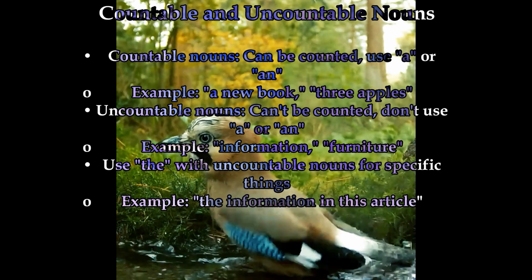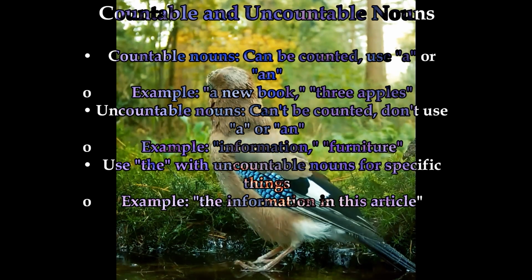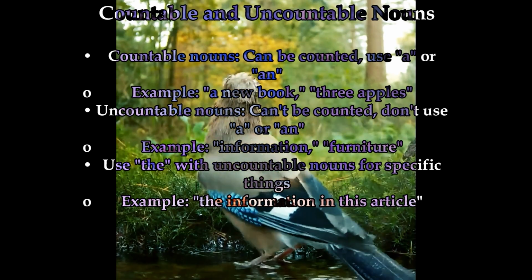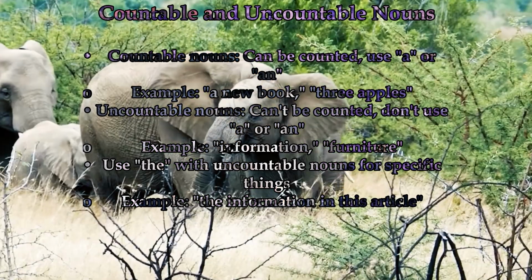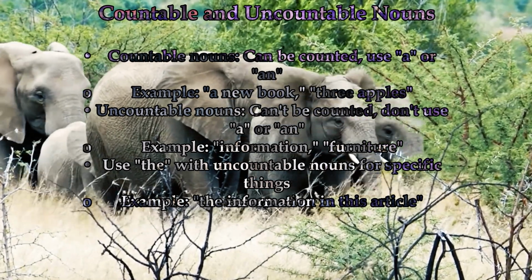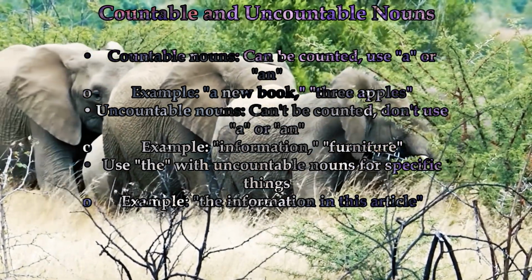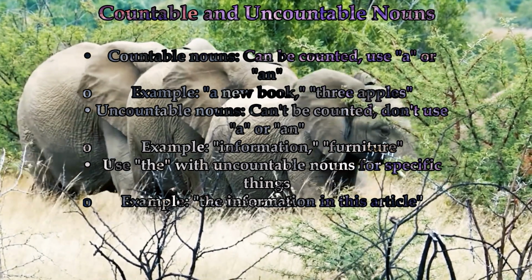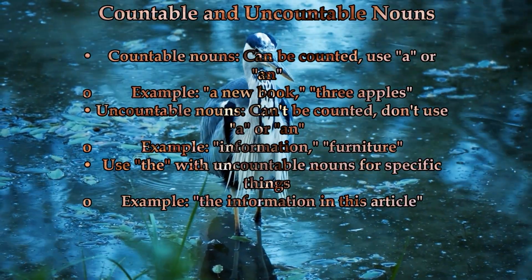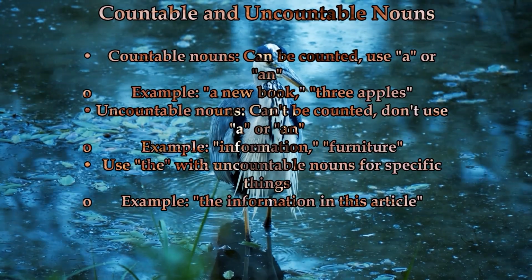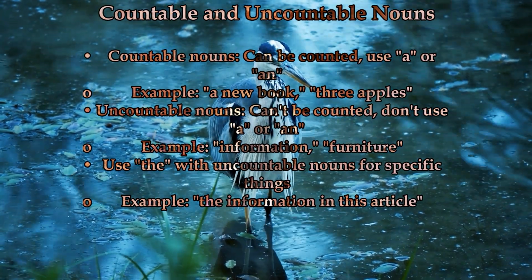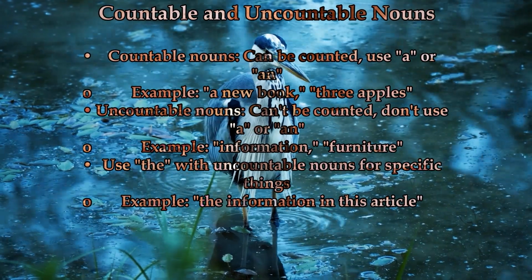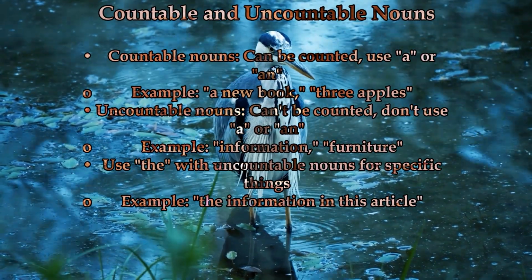2. In the sentence, "The information in this article is fascinating," information is an uncountable noun, so we use the to refer to a specific set of information. 3. In the sentence, "There are 3 apples on the table," apples is a countable noun, and we can count them. 4. In the sentence, "The furniture in this room is modern and stylish," furniture is an uncountable noun because we don't typically count individual pieces.